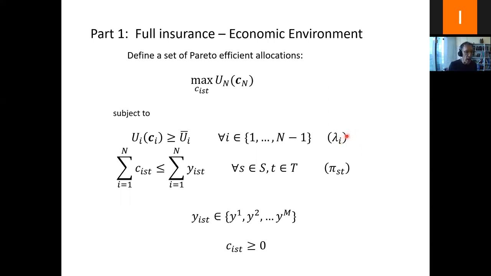The meaning of lambda I is this: it tells you how much person N's utility will decrease if I increase person I's utility by one. Pi ST similarly tells me how much person N's utility will increase if we increase the availability of resources in state s at time t by one. What does this set of equations imply about the possibilities of savings and borrowing in this economy?